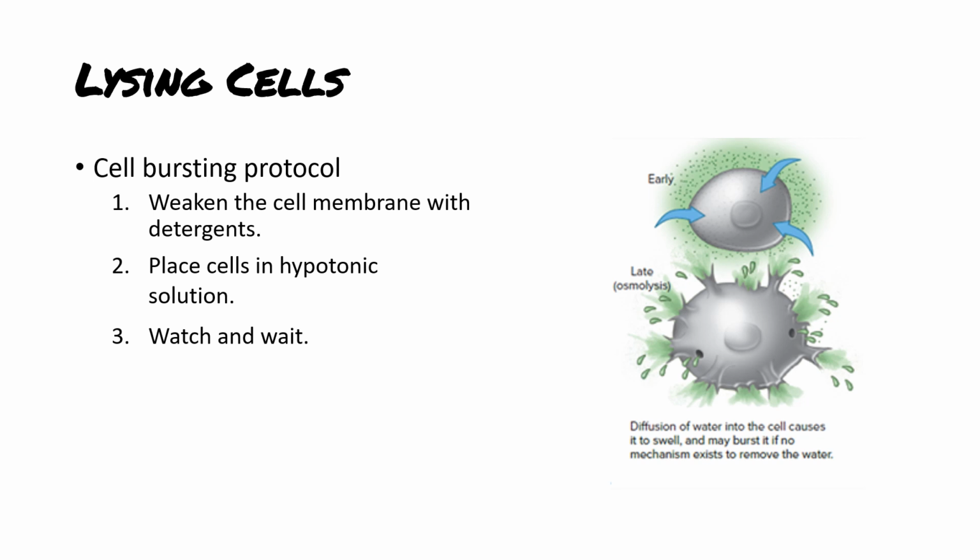Water will begin flowing into the cell, and because they weakened the cell membrane with detergent in the first step, it will eventually burst, spilling its contents, like its DNA. And that is how scientists get around the issue of accessibility when studying genes.